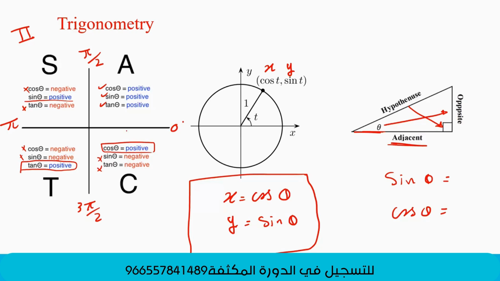And to memorize them, A, which is all, S, which means sine, T, which means tan, C, which means cosine. So ASTC, it would be easy for you to memorize that function, ASTC. Okay, ASTC. Are we good? Shall I move to practice? Good.